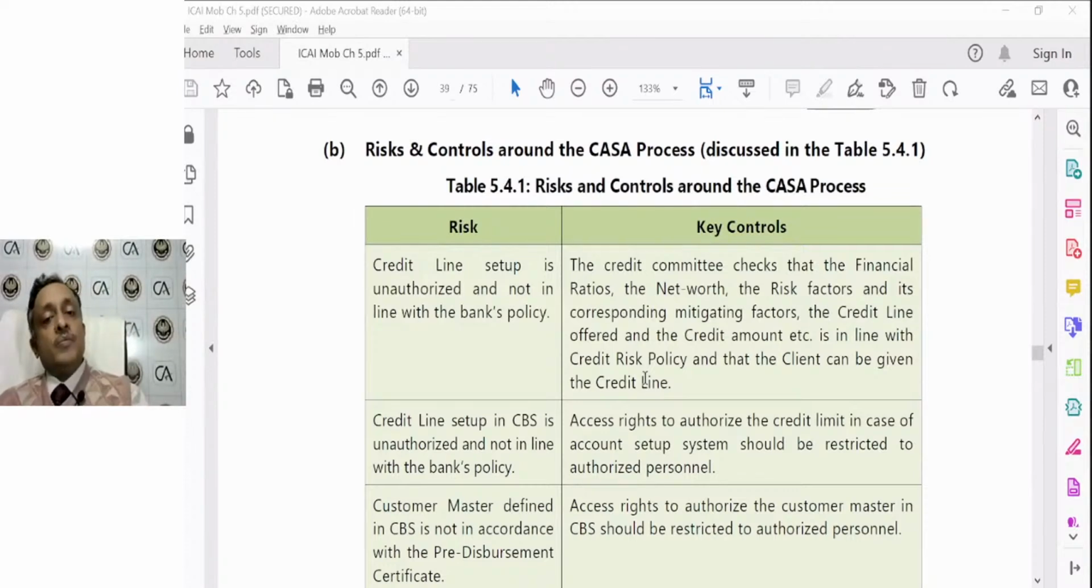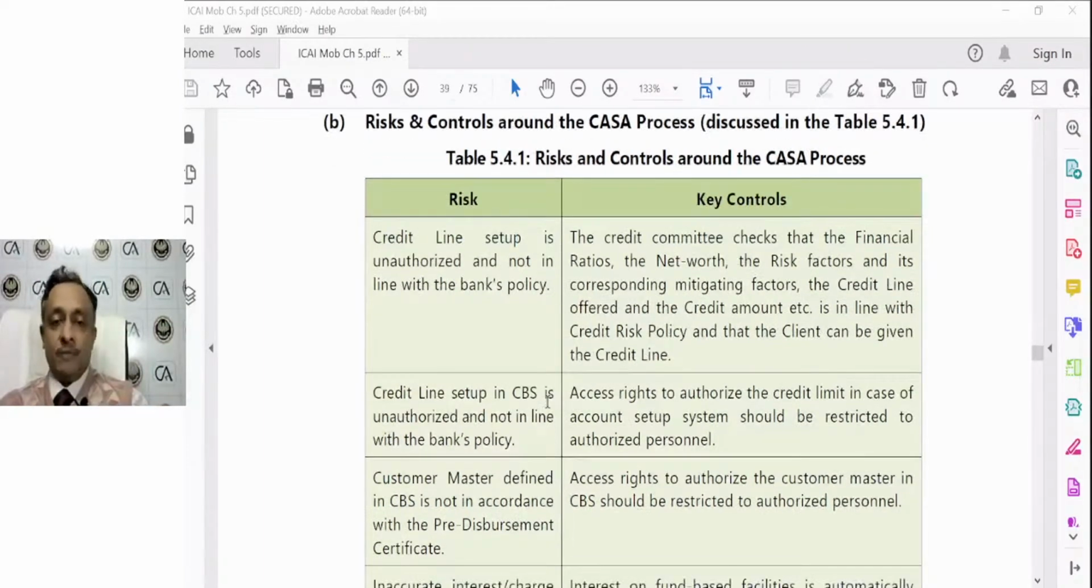How do you keep a control? The credit committee checks the financial ratios based on the details received, the net worth, the risk factors and corresponding mitigating factors, that the credit line offered, the credit amount, is in line with the credit risk policy, and that the client can be given a credit line. Now, generally, this is not going to come as part of a saving bank account requirement, but this can be part of any other account also. But the point is important. So how do you read this in case of a saving bank account? The category of customer, the nature of facilities the banker is going to give.